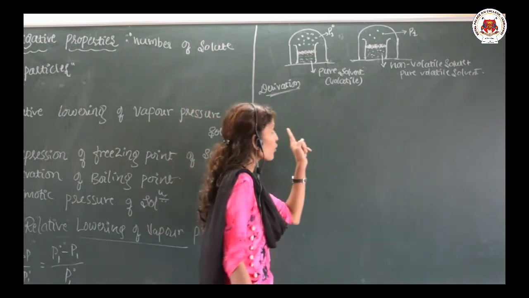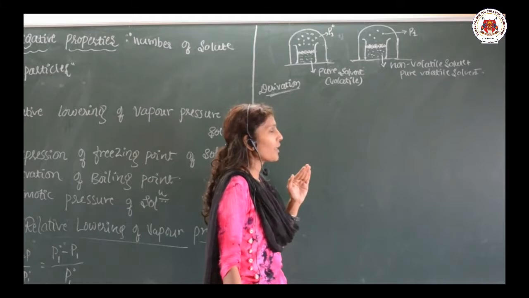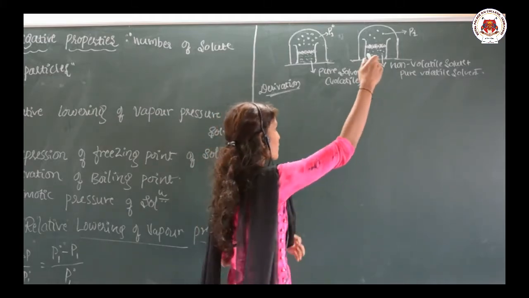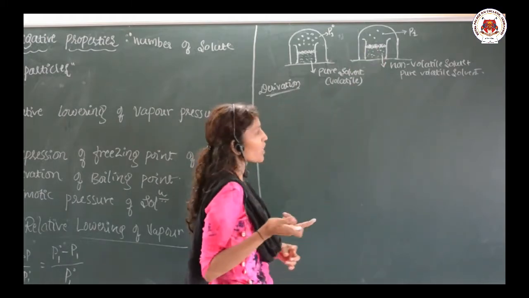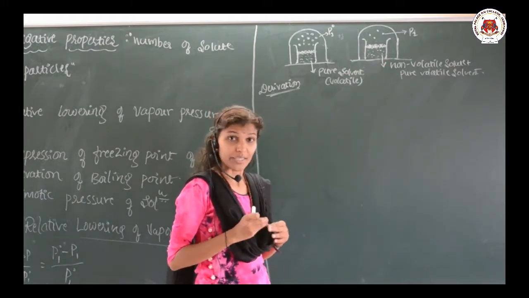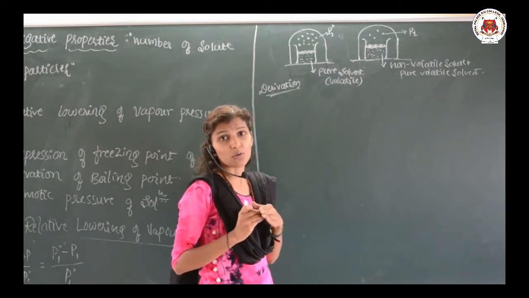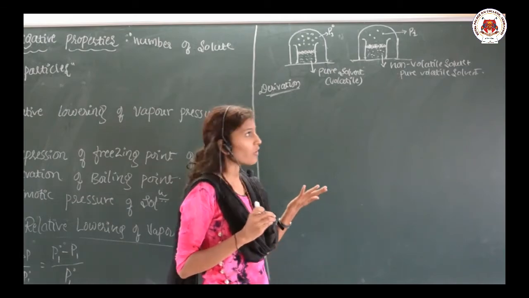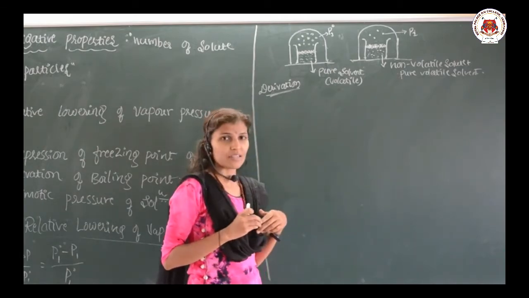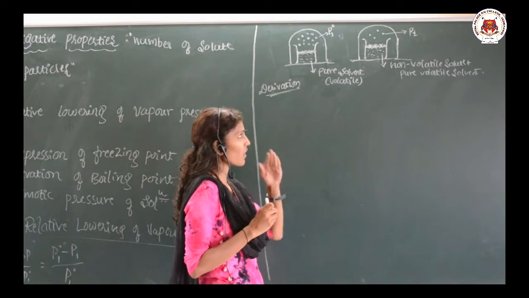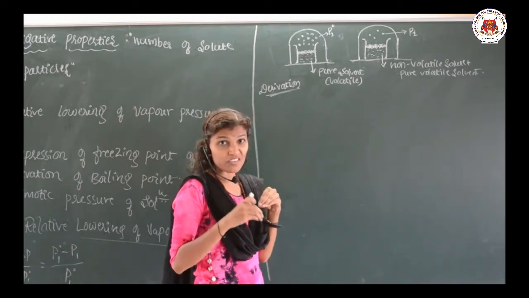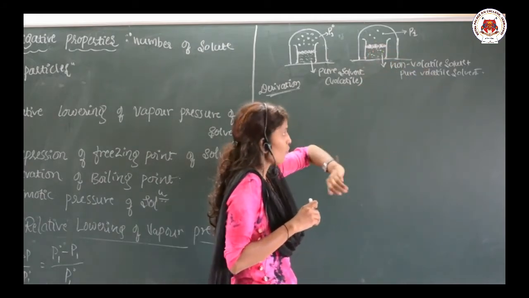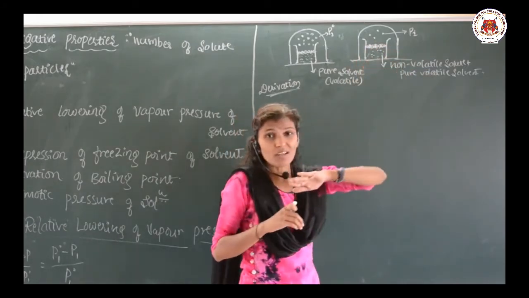And next I am going to add some amount of the non-volatile solute to the solvent. During that time what happens? The surface is covered by the solute and solvent particles, but the solute particles are non-volatile. They are not going to escape, they are not going to produce vapor. While the solvent particles have the ability to escape from the surface, that number is reduced because some of the surface is also covered by solute particles.